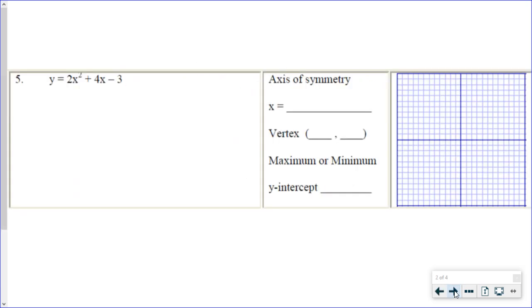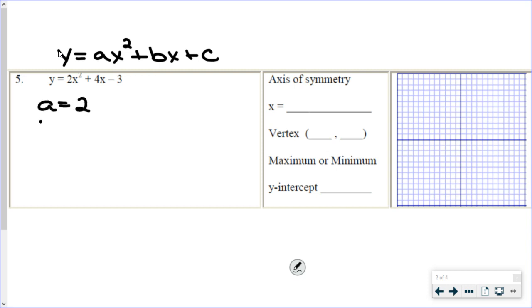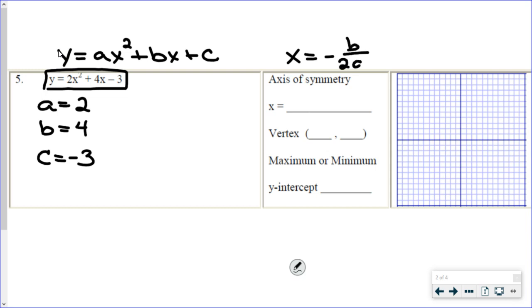Here we go. This is number 5. Again, you want to start with ax squared plus bx plus c. Do you see in this equation, a is 2, b is 4, and c is -3? Because you need to do the keep, change here. Now to find the axis of symmetry, it's this equation, and it's always an x equals.